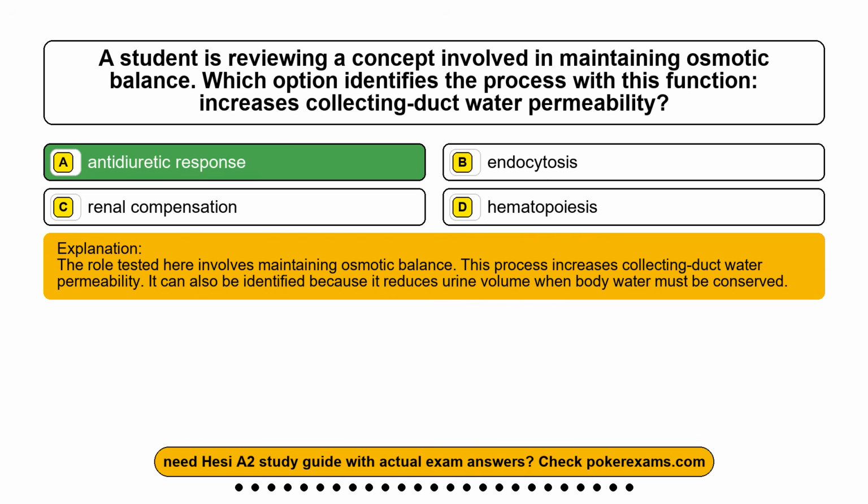The role tested here involves maintaining osmotic balance. This process increases collecting duct water permeability. It can also be identified because it reduces urine volume when body water must be conserved.